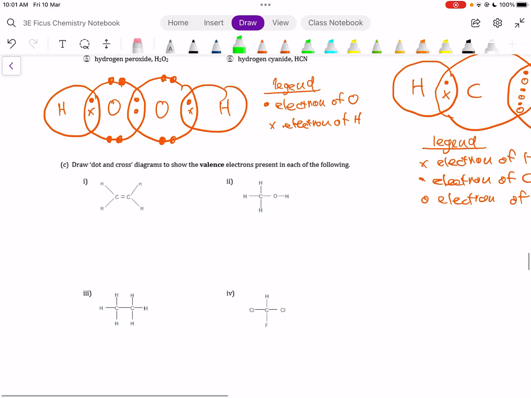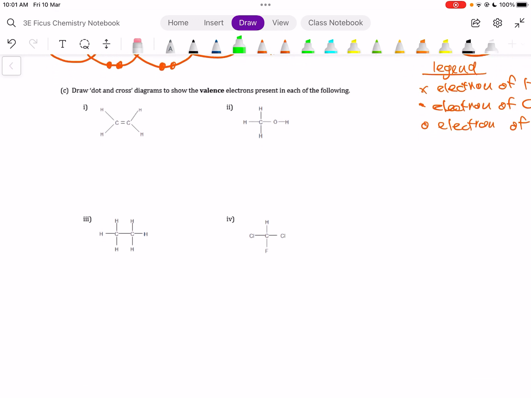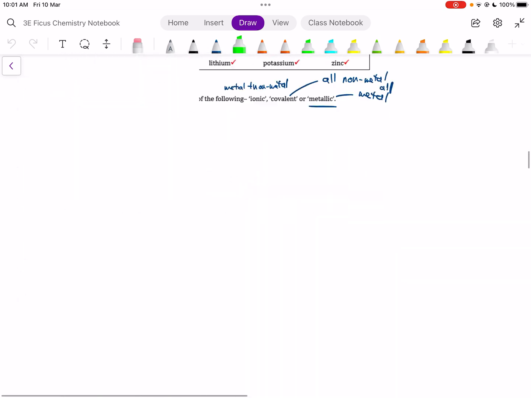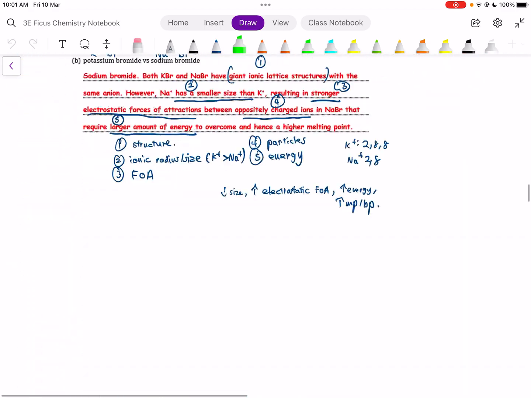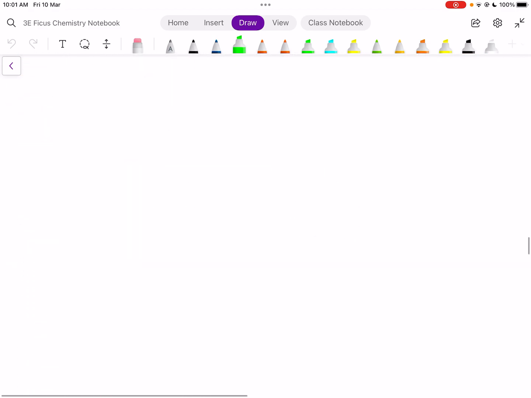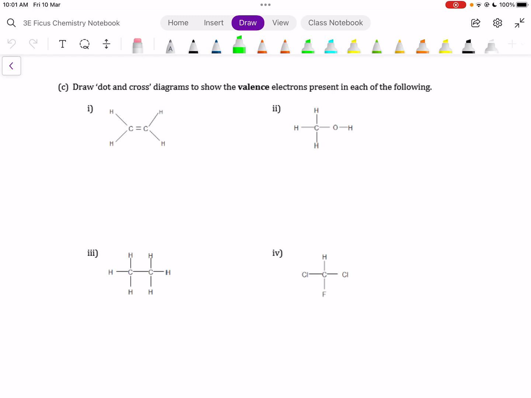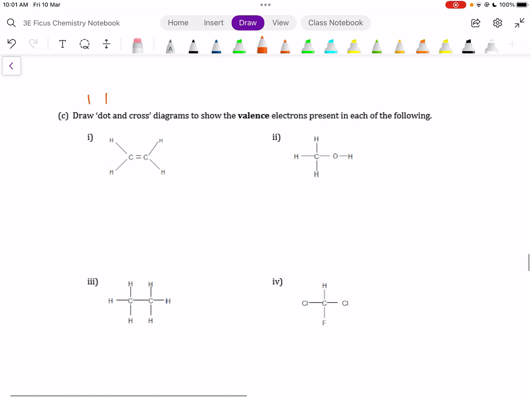So today what we are going to do is go back to the answer copy and look at the structural formula, and then try to figure out the dot and cross diagram. This will test your understanding that one line equals one covalent bond, which equals one shared pair of electrons. Pair means 2.